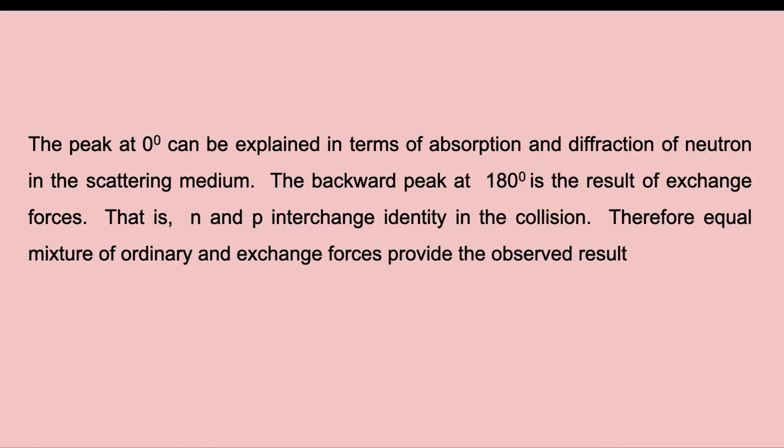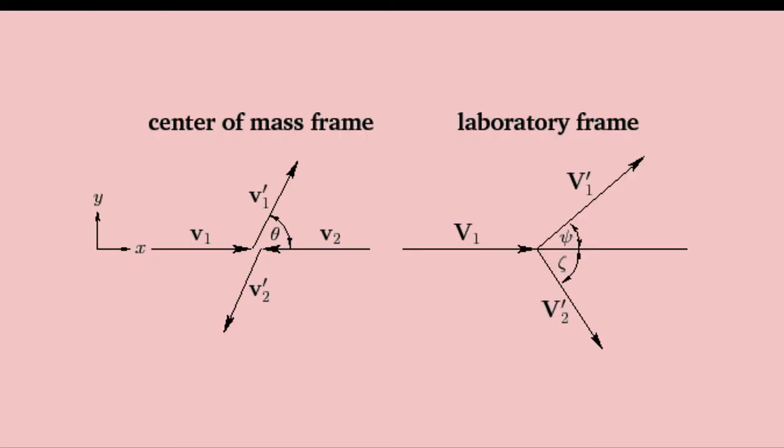And the peak at 0 degree can be explained in terms of absorption and diffraction of neutron in the scattering medium. And the backward peak at 180 degree is the result of exchange forces that we have just mentioned. That is, N and P interchange identity in the collision. Therefore, an equal mixture of ordinary and exchange forces provides the observed result.